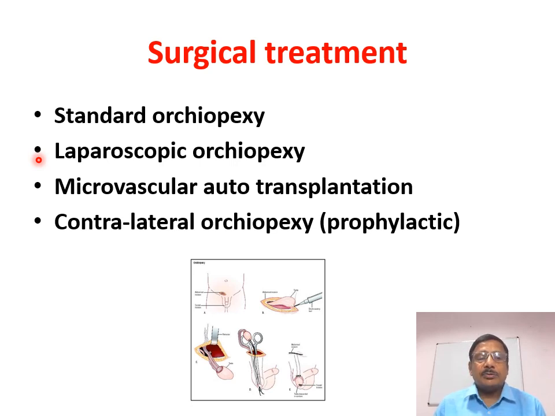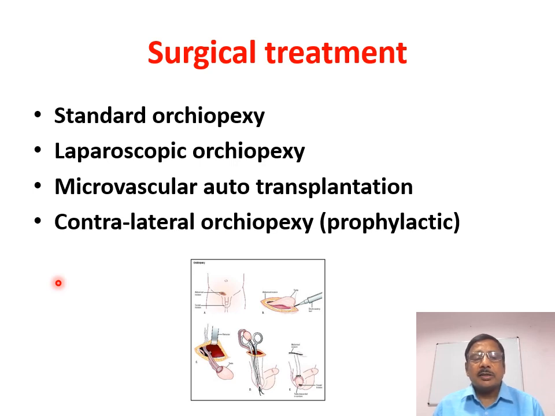Then sometimes there is microvascular autotransplantation. What does it mean? Suppose you have a short spermatic cord, and this testis cannot be brought down. So there you will divide the cord and then bring the testis down into the scrotum and do microvascular surgery. Some artery you will take and you will anastomose, and that is what is known as autotransplantation.